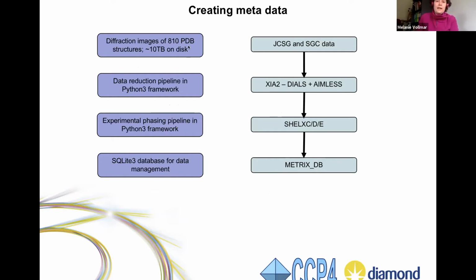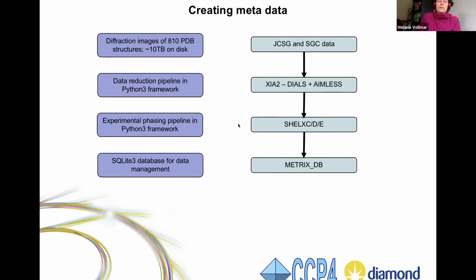The diffraction images were integrated in a pipeline system using the framework xia2, with DIALS as image integration and Aimless as scaling software, everything in a Python 3 environment. Then going on to solve the phase problem for experimental phasing, I used a SHELX C/D/E pipeline.